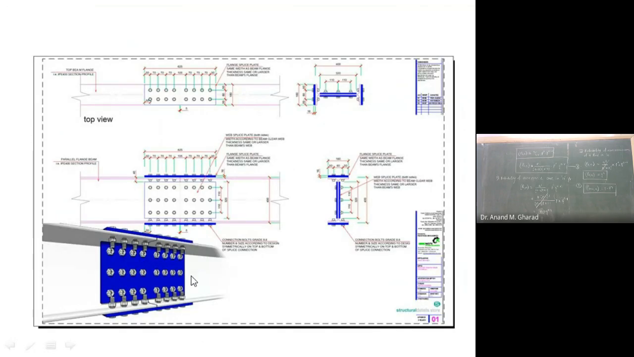ये 3-dimensional view है. इसमें bolted connection. ये drawing है. For example, इस drawing का या 3-dimensional view का ये symbolic representation यहाँ पे दिया हुआ है. You can study that. Okay.